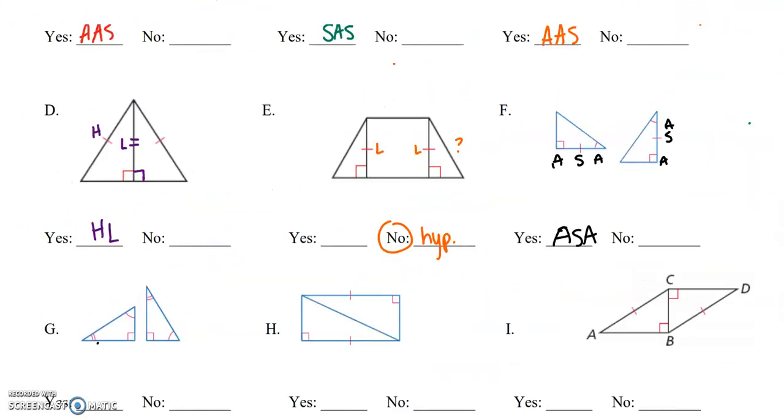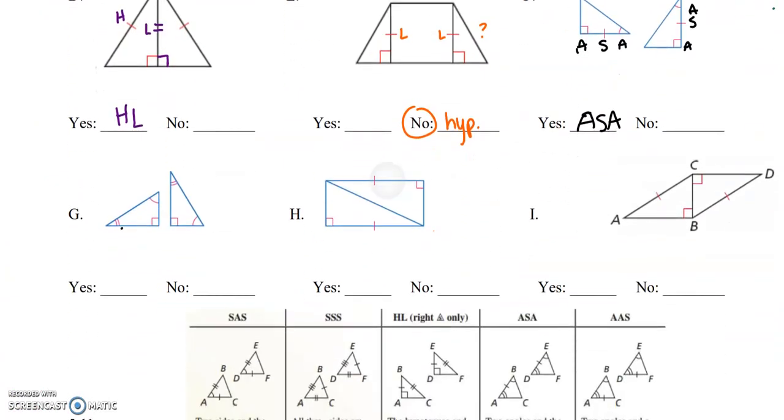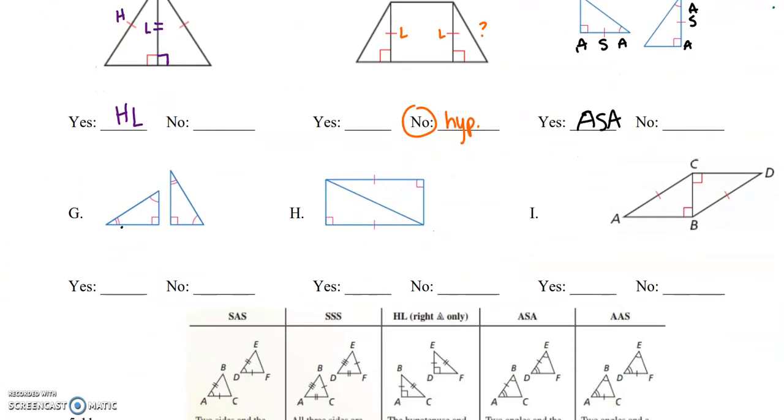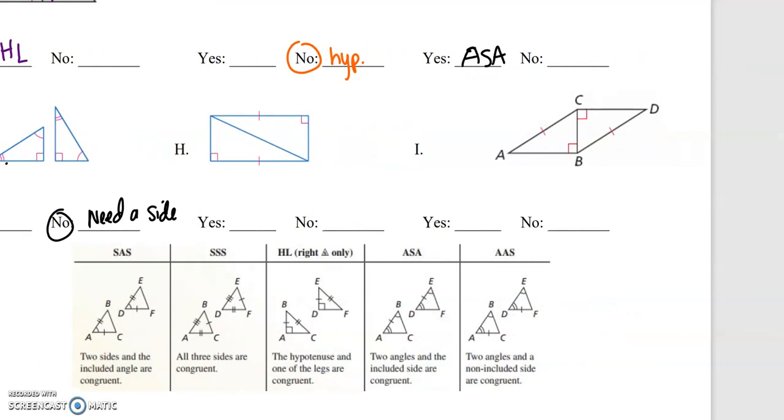All three angles, remember we said all three angles is a no. Because of the side lengths, we could have an equiangular triangle, 60, 60, 60, and another equiangular triangle here, 60, 60, 60. They would have the same angles, but are those the same size? No. So we would need a side for angle, side, angle to work.